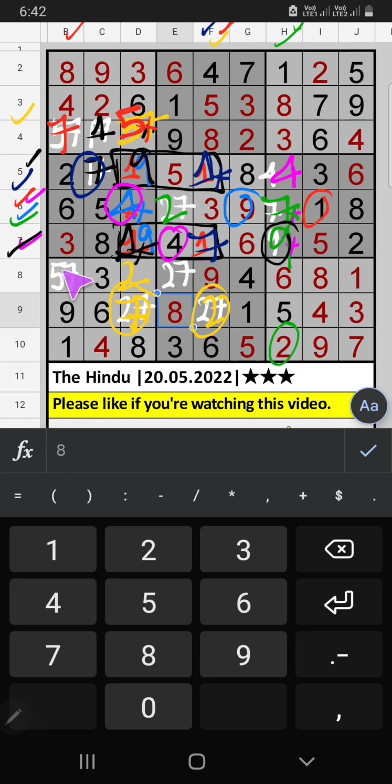Column B, only one number is remaining, 5 is confirmed here. 8th row, only one number is remaining, 7 is confirmed here.